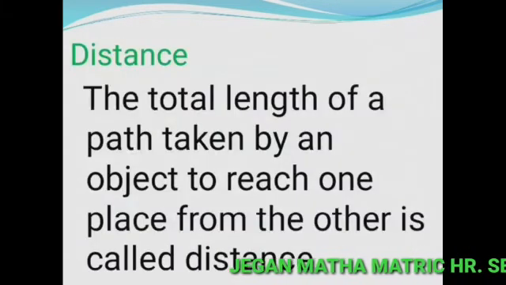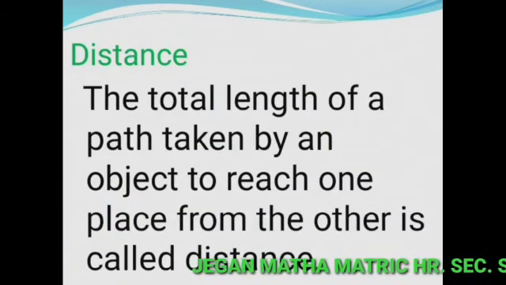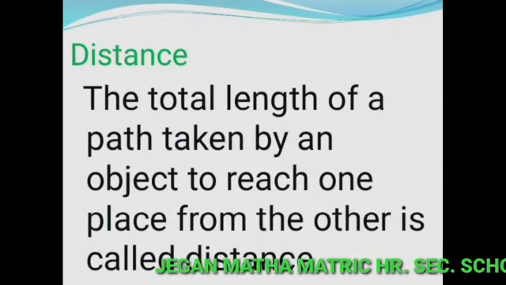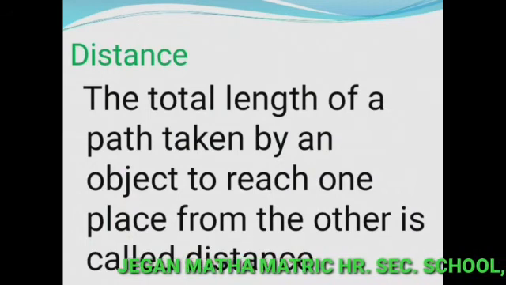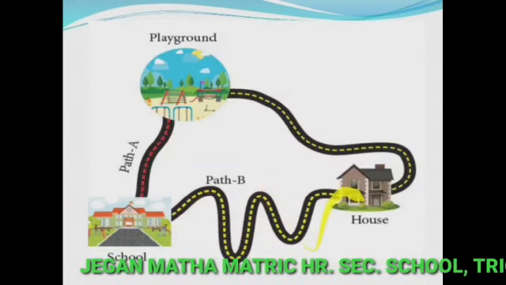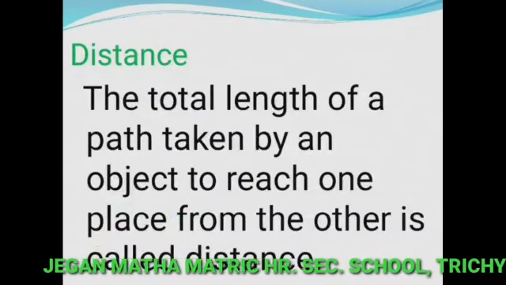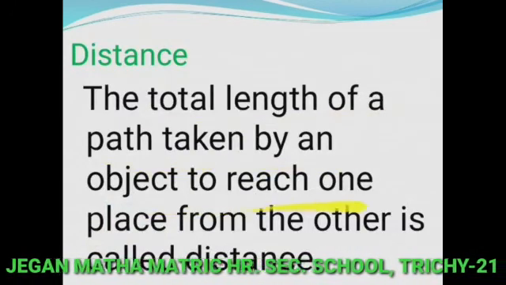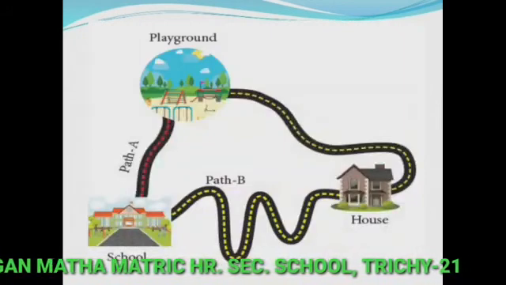So what is distance? The total length of a path taken by an object to reach one place from the other is called distance. See, so this is the total length. So it is a distance. The total length of a path taken by an object to reach one place from the other is called distance.